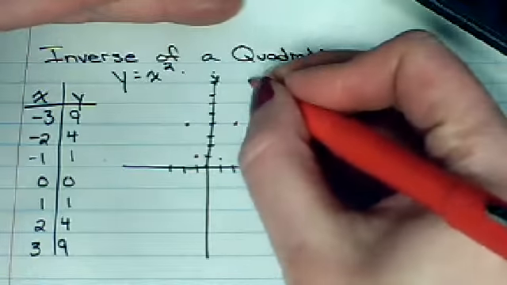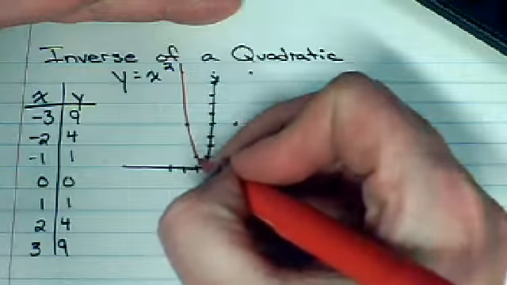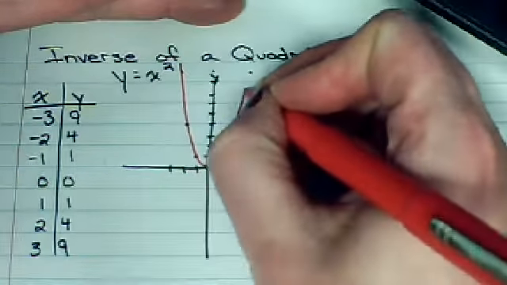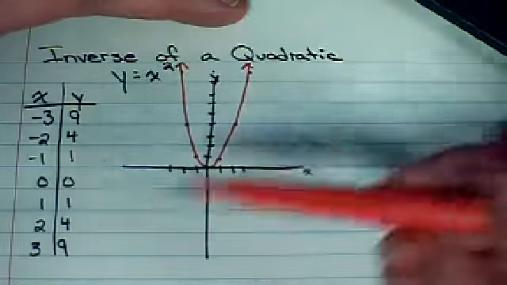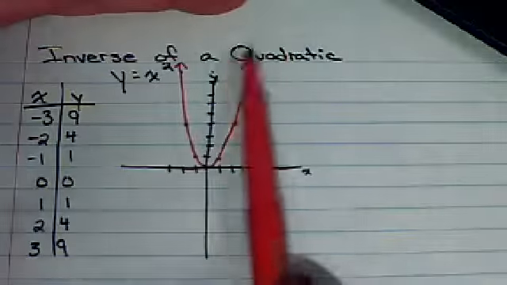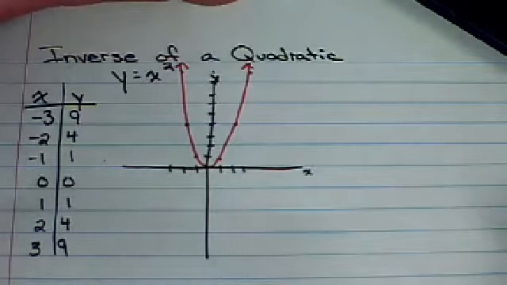And remember, quadratic, you get a mirror image. Left side and the right side are symmetrical. And this is a function. Each x value is paired with exactly one y, one output.